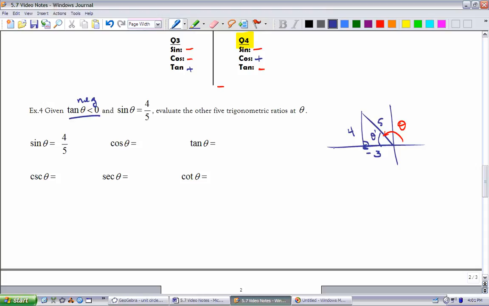So, once we have that, we can just evaluate each of these based on this reference triangle that we made. Cosine of theta is going to be the adjacent over the hypotenuse. Okay? So -3/5. Tangent is going to be 4/3, opposite over adjacent. Cosecant is going to be just the reciprocal of sine. Secant is the reciprocal of cosine. And cotangent is the reciprocal of tangent. Pretty simple.